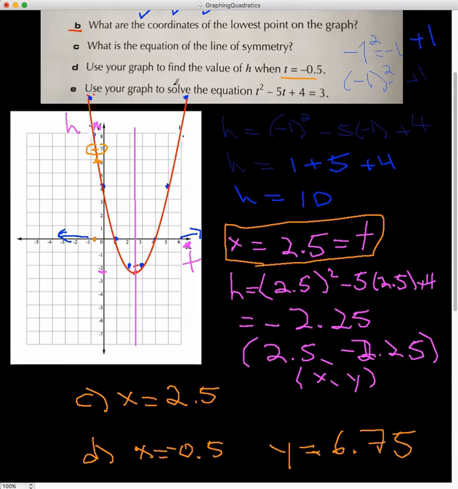And then finally it says, use your graph to solve the equation t squared minus 5t plus 4 is equal to 3. So they want to know when this graph is equal to 3. Well, all you need to do is plot this y is equal to 3, okay? So it's like this is its own function. So you should be able to plot y is equal to 3 here. So y is equal to 3, well, that's this line here. That's the line where y is equal to 3.